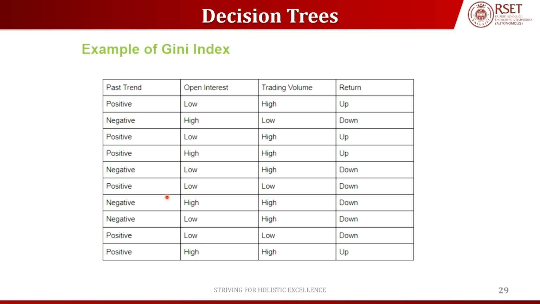So next we can see an example of Gini index. This slide is showing a data set with 10 observations where the goal is to predict if the return will be up or down based on 3 features: past trend, open interest, and trading volume. The decision tree algorithm will test each of these features to see which one provides the best split. It does this by calculating the Gini index for each feature. A lower Gini index indicates a more pure or less mixed split, which is what we want.